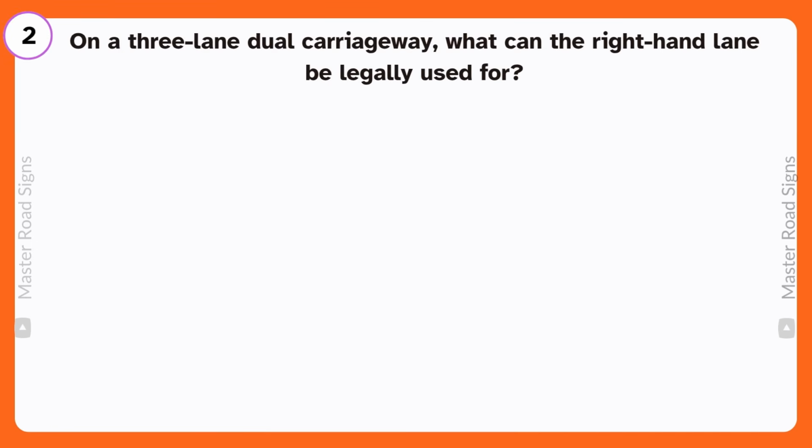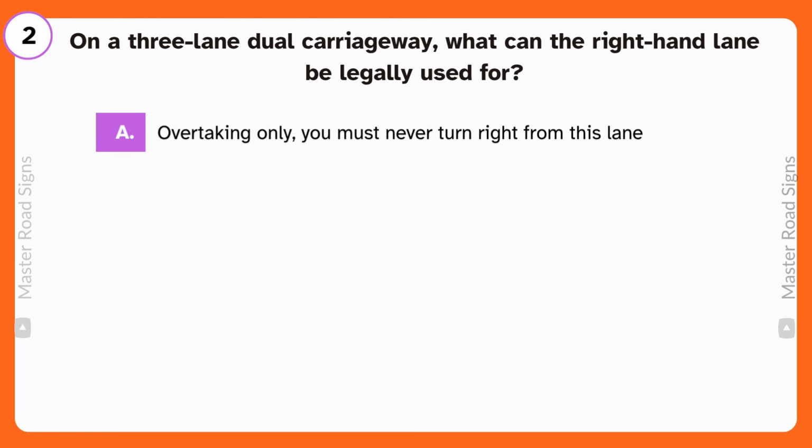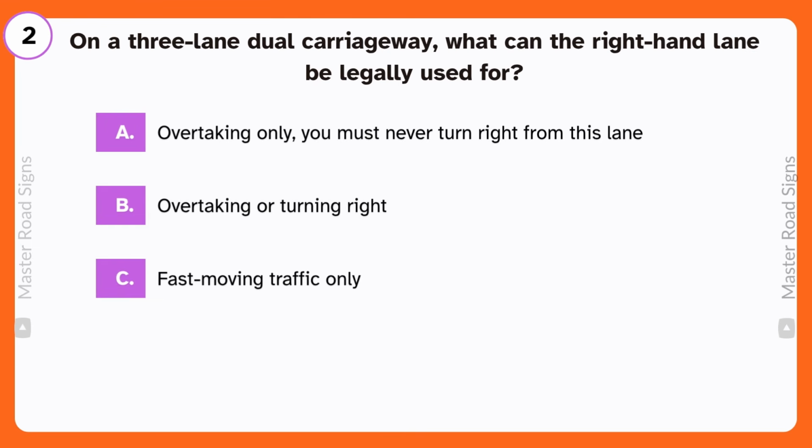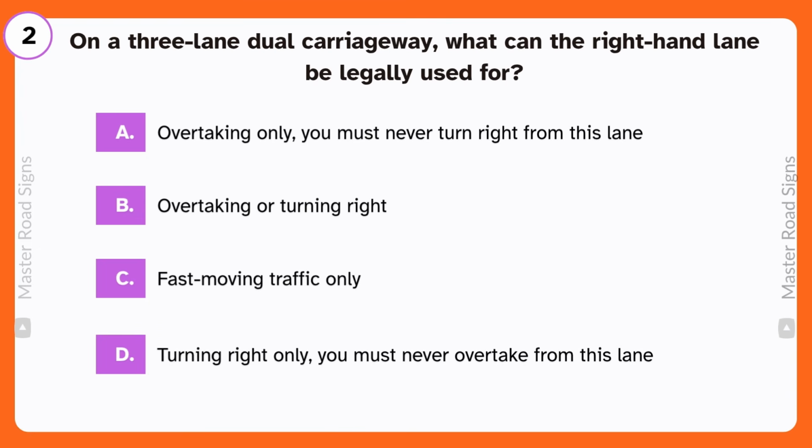Question 2. On a 3-lane dual carriageway, what can the right-hand lane be legally used for? Option A. Overtaking only, you must never turn right from this lane. Option B. Overtaking or turning right. Option C. Fast-moving traffic only. Option D. Turning right only, you must never overtake from this lane.